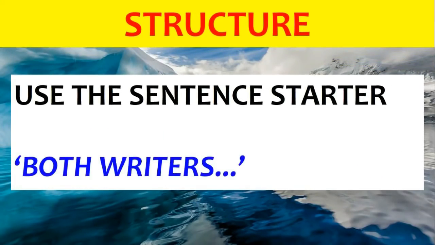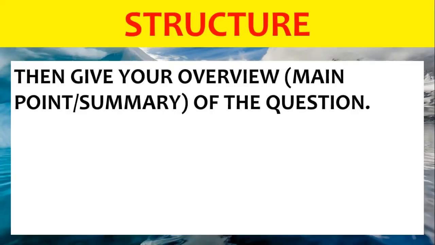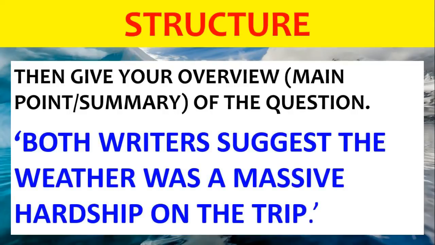So, structure. Use the sentence starter "both writers", so it shows straight away to the examiner I'm going to be comparing. We're talking about two extracts. Then you are going to give an overview of the main question. So I'm going to say "both writers suggest". Not really an overview, I'm just going to go into my first point. Both writers suggest the weather was a massive hardship on the trip. Remember, I'm linking back to the question. The question said hardship, so I'm putting hardship in my little intro.